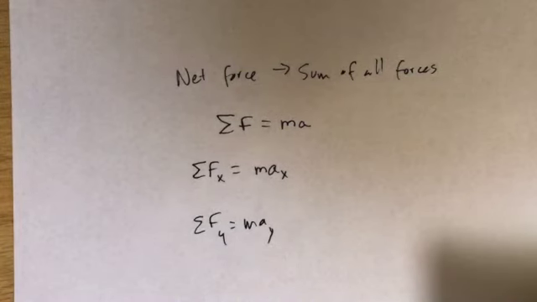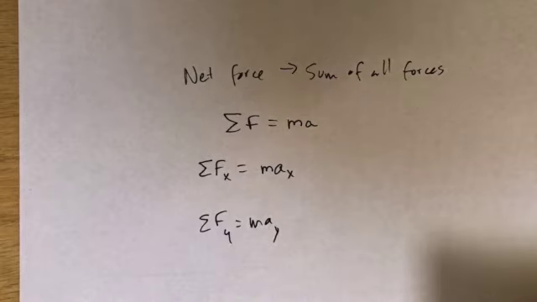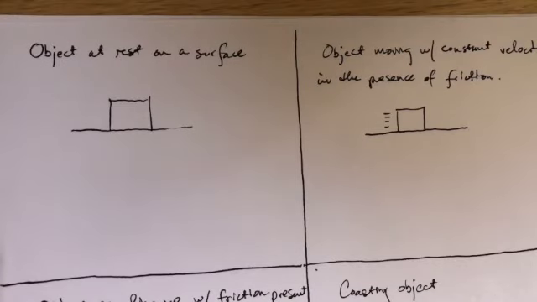And so I'm going to take you through a few examples now. I am going to show you how to make some free body diagrams here, and from those diagrams create some physics equations. So the first picture here, I have an object that is at rest and it's just sitting on a surface like a tabletop.